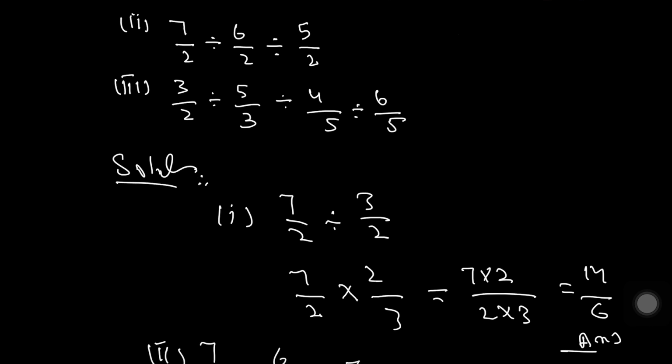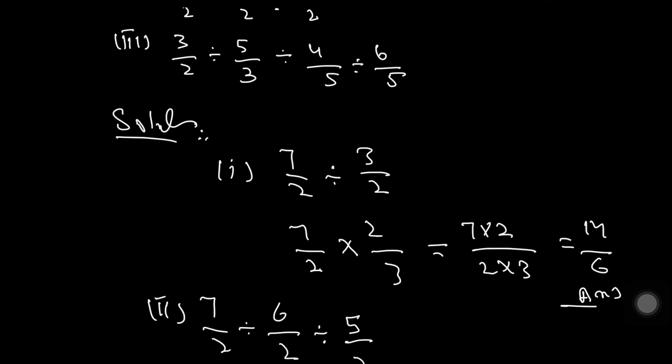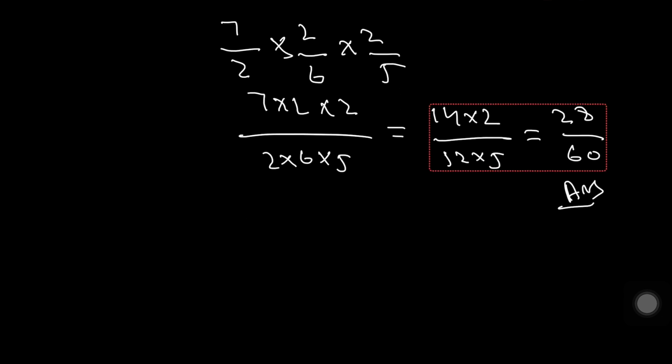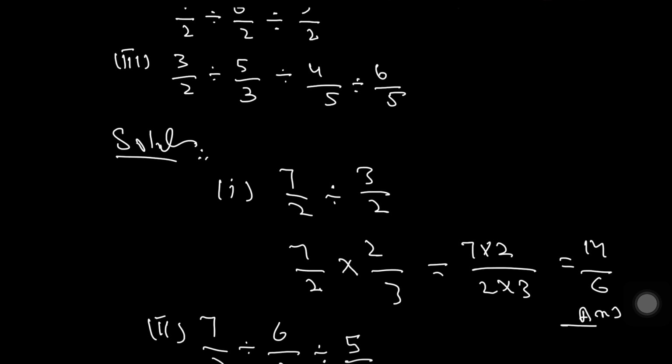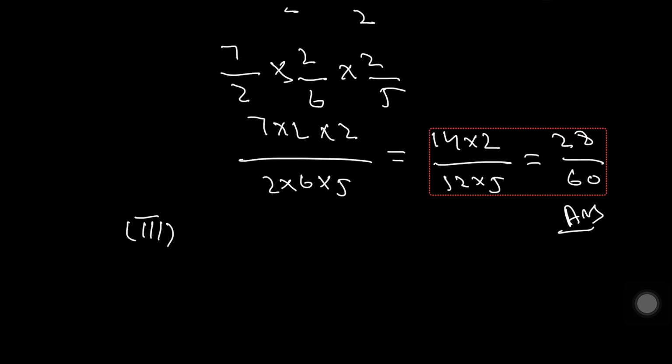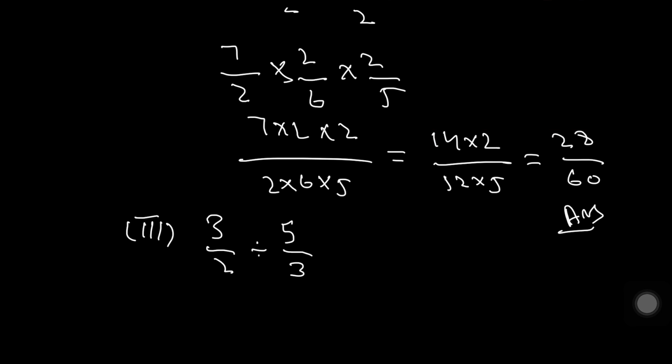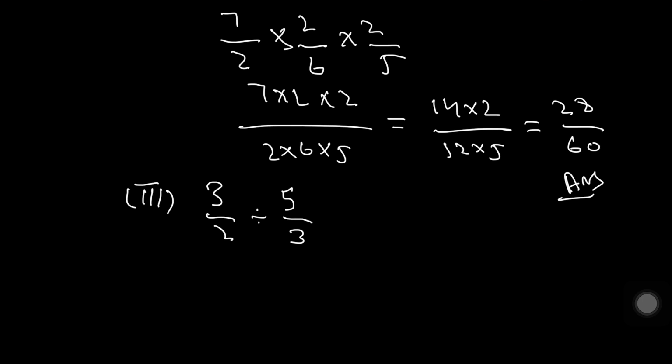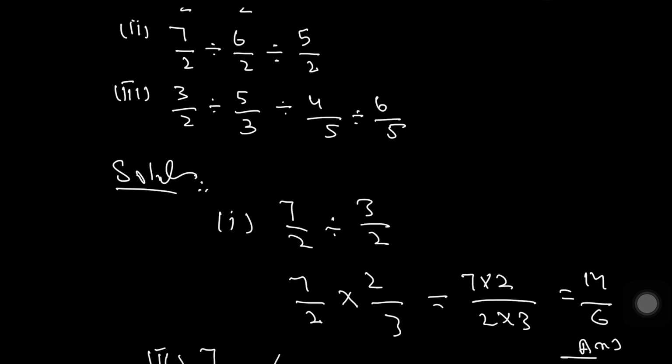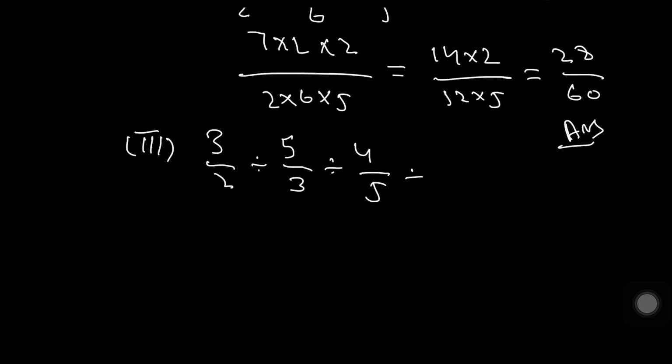And now we simplify the third question, where 4 fractions are involved in one question. So question number 3 is: 3 upon 2 divided by 5 upon 3 divided by 4 upon 5 divided by 6 upon 5. So how to solve this?